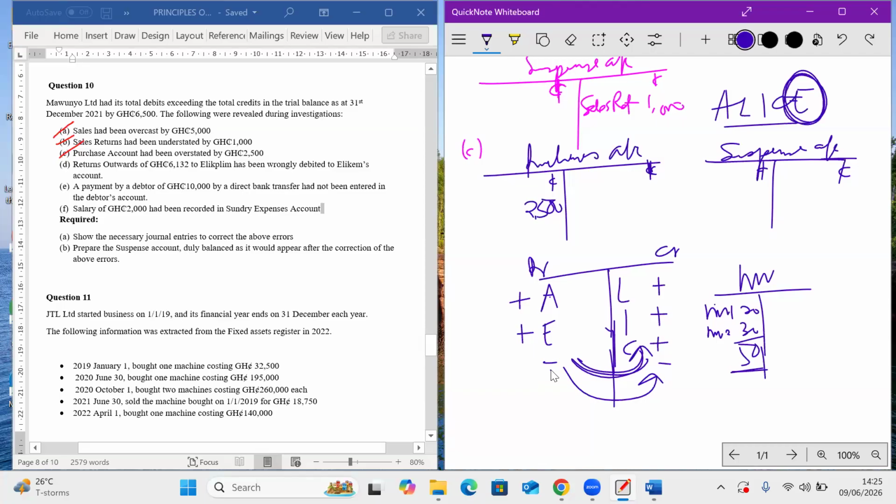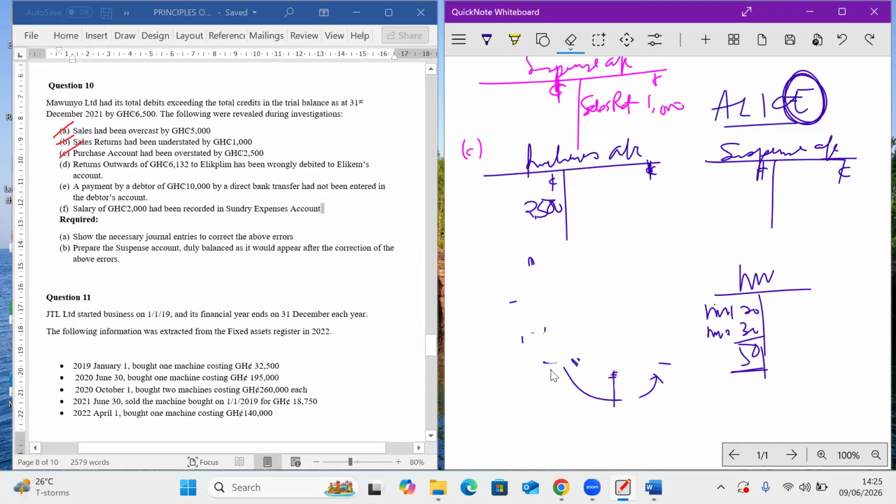So if I want to subtract one from the other, I'll just take A and say minus L, meaning that I've moved the A to L. So L minus A will give me 0. Am I making sense? Yeah. So it has been exceeded by 2,500. I have to take the 2,500 out. How do I treat it in the account?